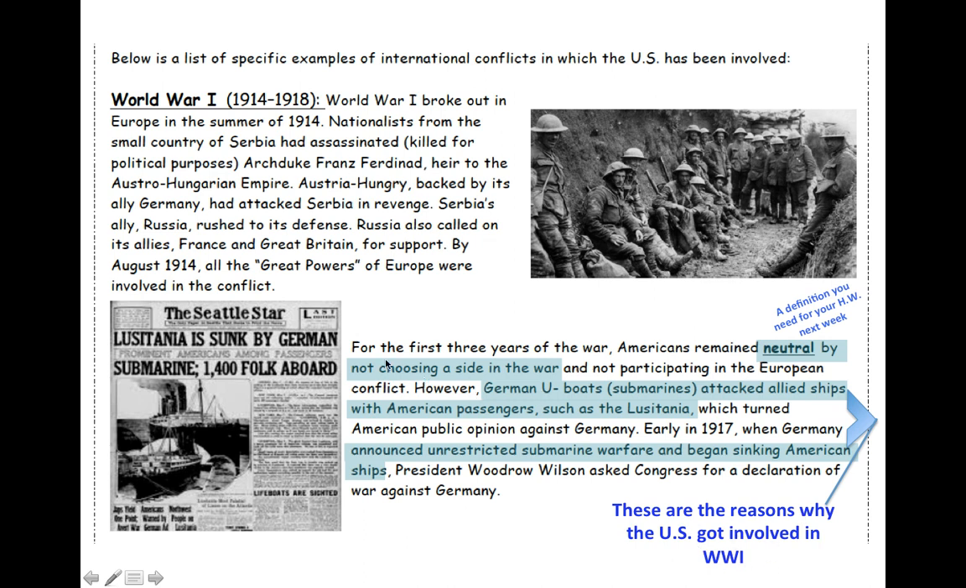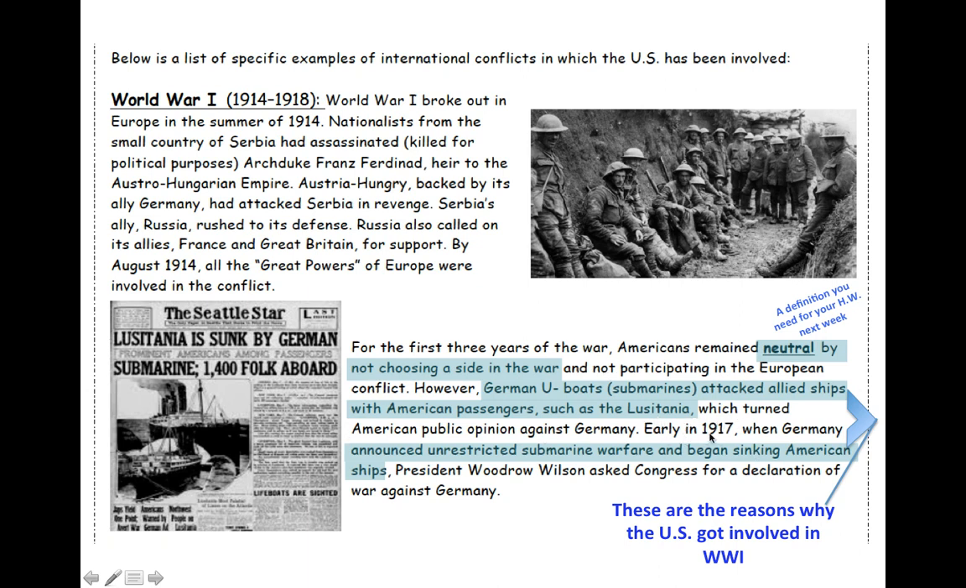So first off, German U-boats sunk, this is a picture image here, they sunk the Lusitania, which is a merchant ship. It was just selling and trading goods with Europe, and there were Americans on board. So even though we were neutral in the war, we were not participating, we were still selling goods in Europe, and Germany sunk a merchant ship and killed many, many people.